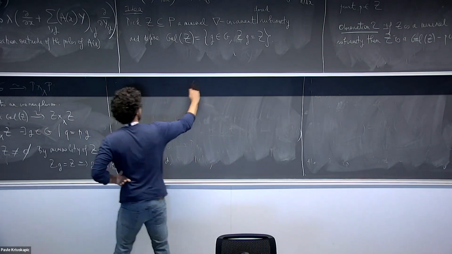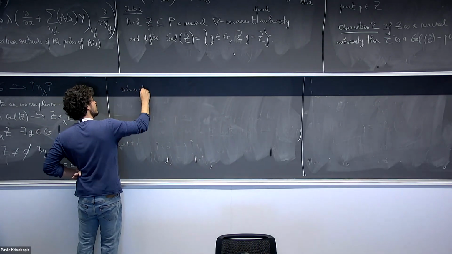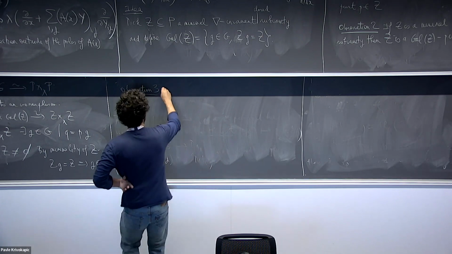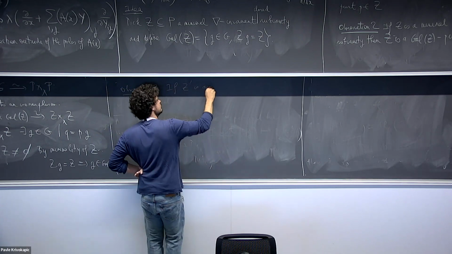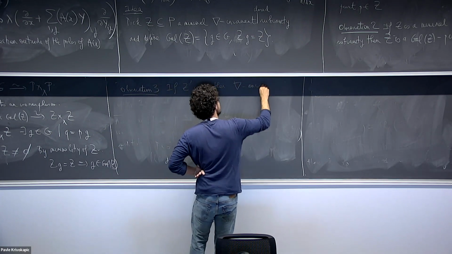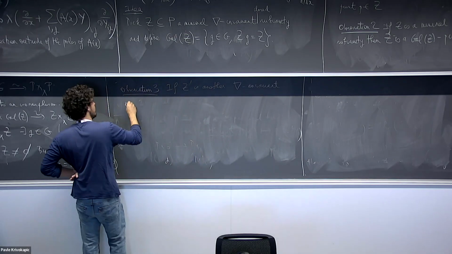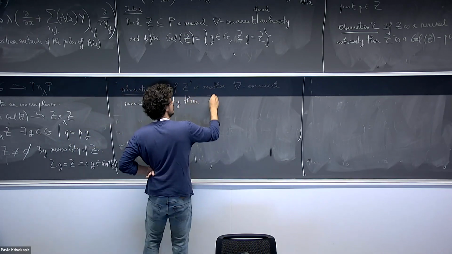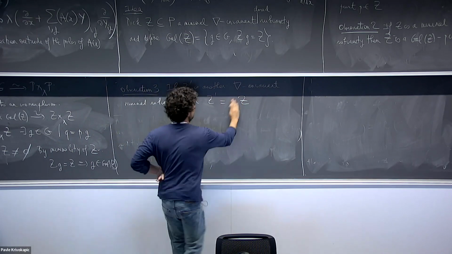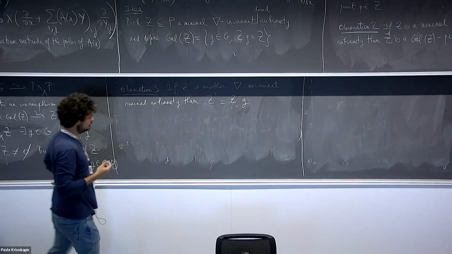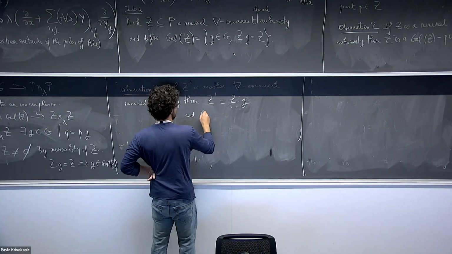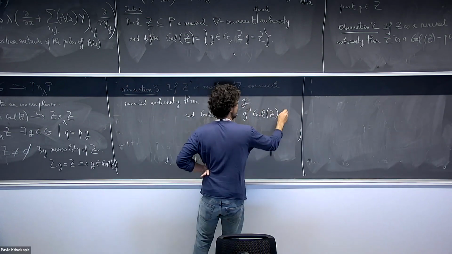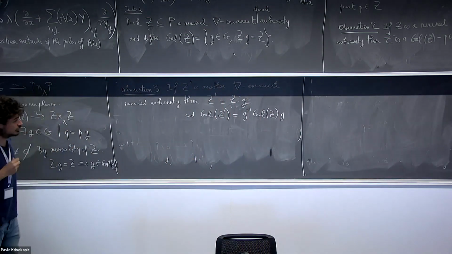Okay, so now that we have done this, the third observation before defining the Galois group entirely is what happens if you change Z. Observation 3 is that if Z prime is another delta invariant minimal subvariety, then Z prime is equal to Z times G, and the Galois group of Z prime is a conjugate, plus or minus 1, of the Galois group of Z.